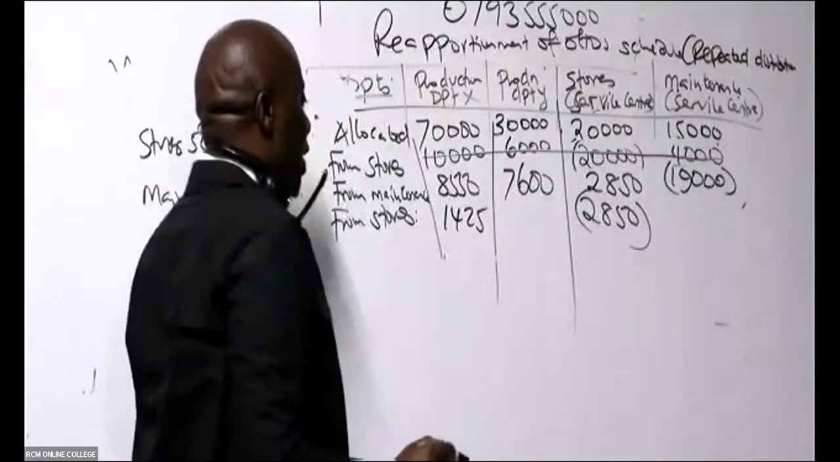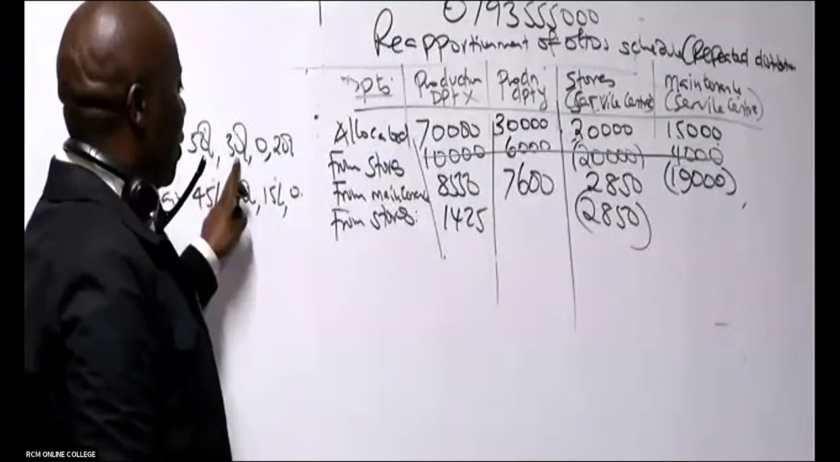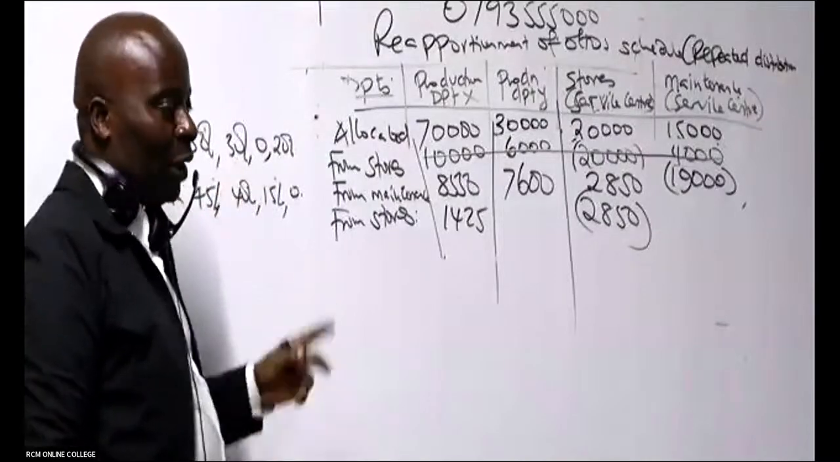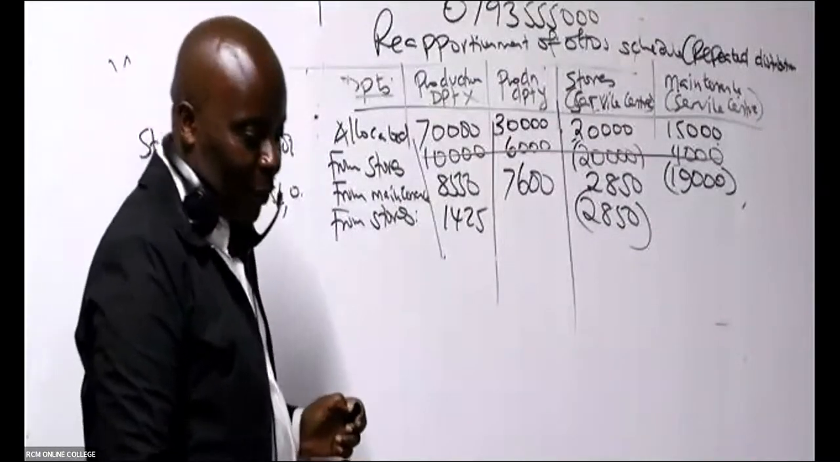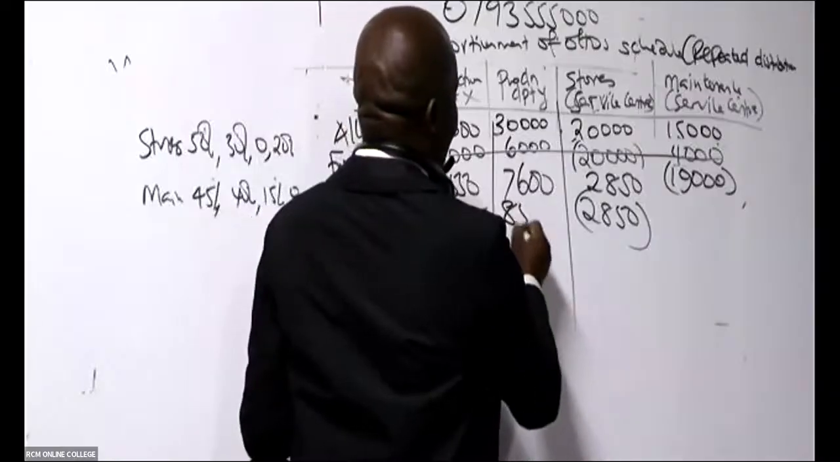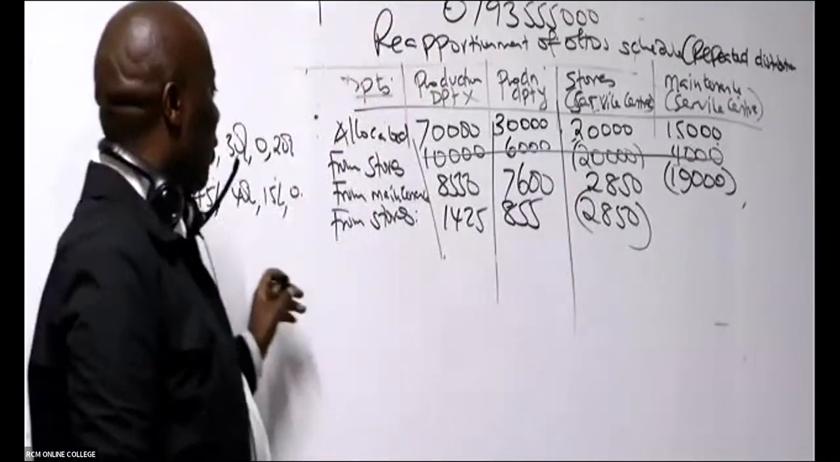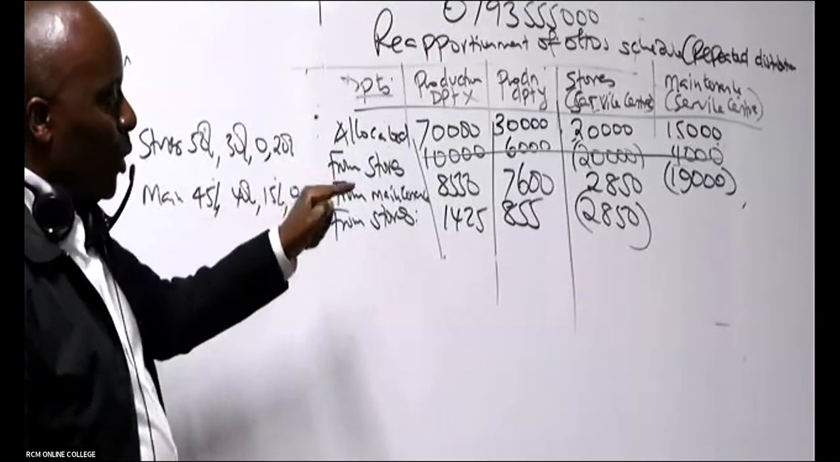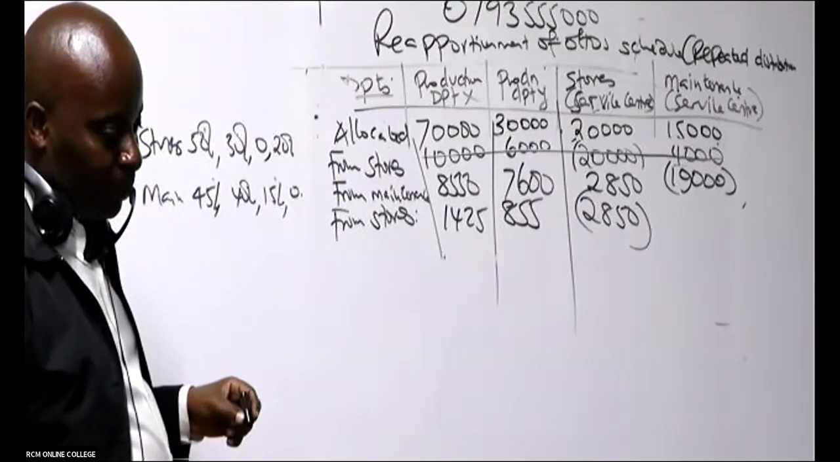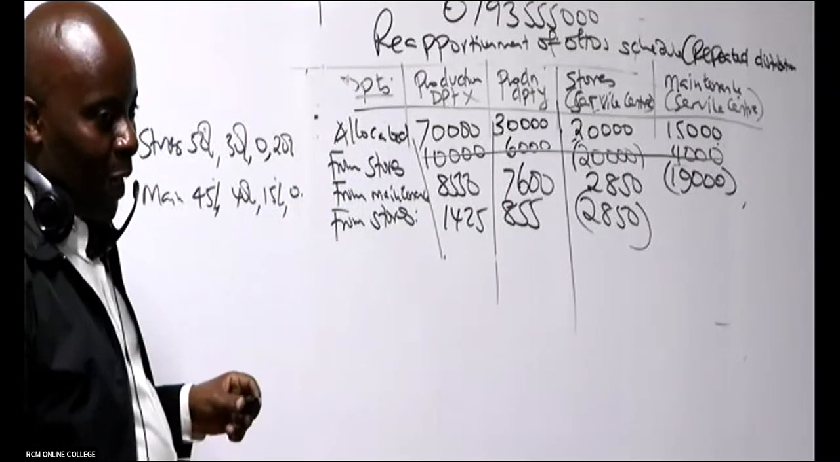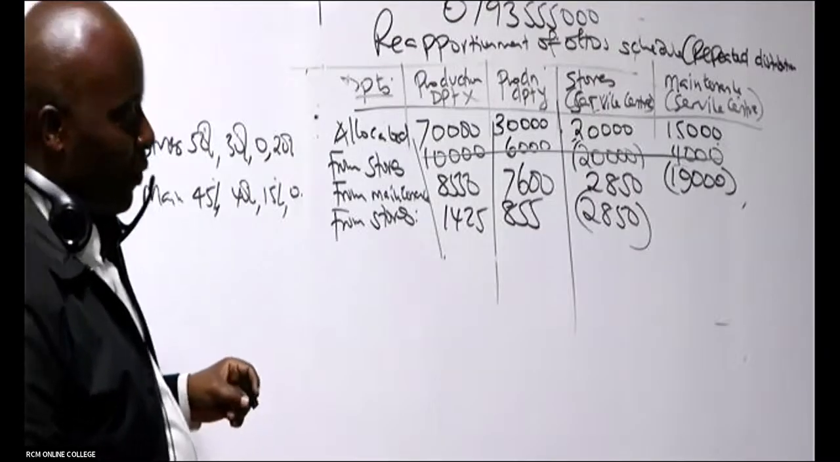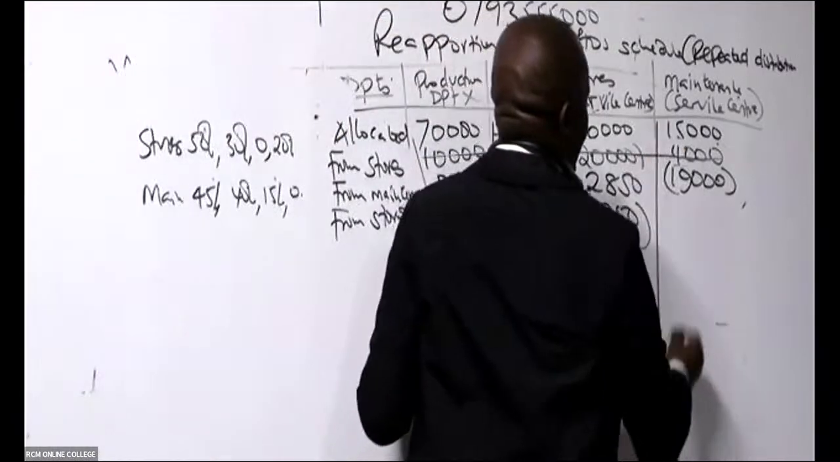Thank you so much. And then now we have, remember from stores, the next percentage is 30%. 30% of 2850 is 855. And then we have here 20% of 2850. 570, isn't it? Where do I bring that? Here.